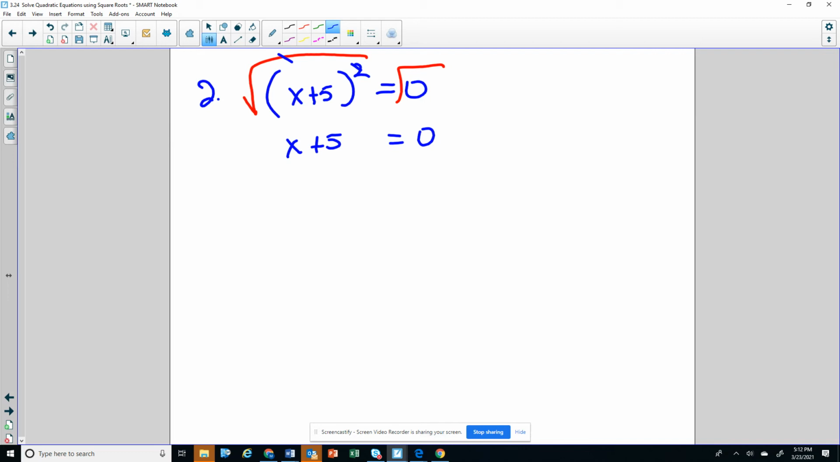And so I want x by itself. Therefore, I'm going to add a -5 on both sides, and that goes away. So I'm left with x is equal to -5. So what does it tell you then? That the graph just touches the x-axis at -5. It doesn't cross it, it just touches it. And you can graph it. That's what it looks like. All right. Let's look at number 3.